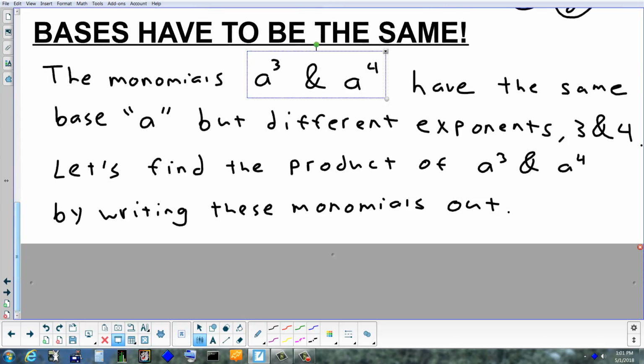Okay, what I'm going to do the first time is we're going to do it out. We're going to write it out kind of the long way, see the pattern, and then from now on, we're just going to go with the pattern. So we're never going to write it out the long way again.